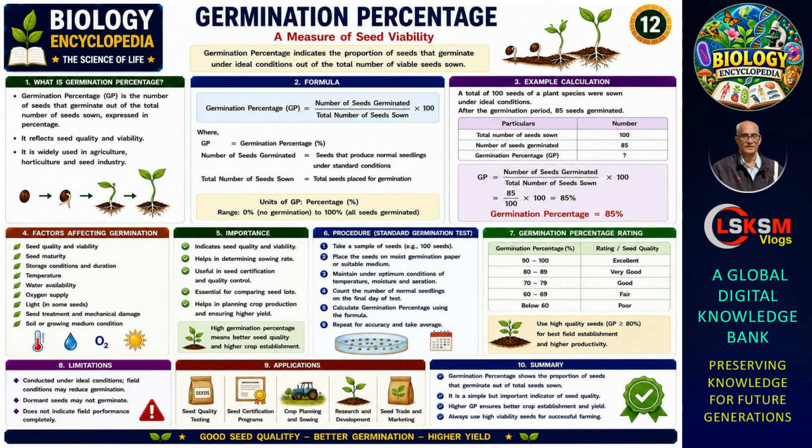Twelve. Germination percentage. Germination percentage indicates the proportion of viable seeds that successfully germinate under specified conditions. It is commonly used to evaluate seed quality, viability, and reproductive performance.